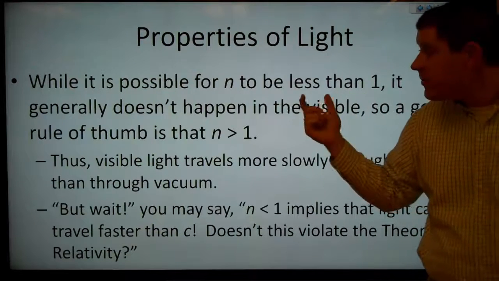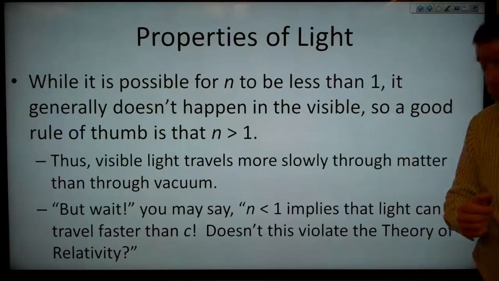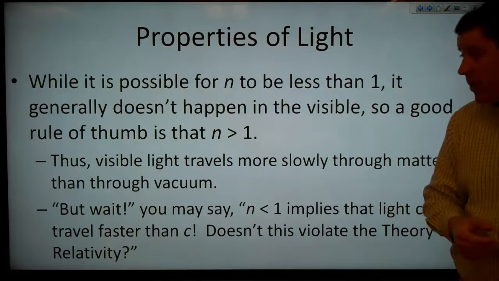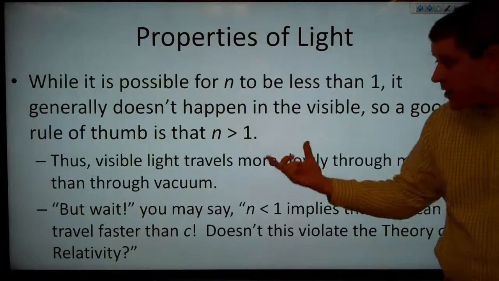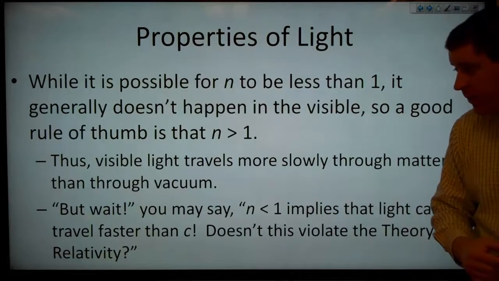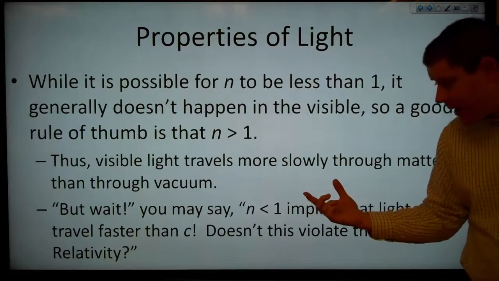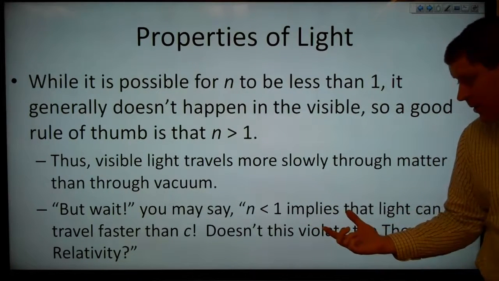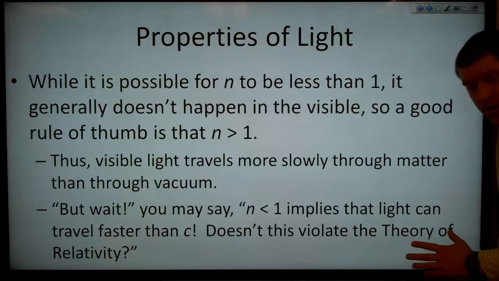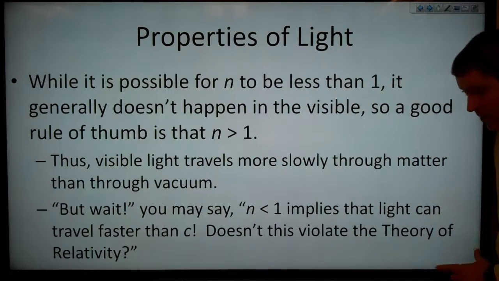And while it's possible for n to be less than 1, it generally doesn't happen in the visible region of the spectrum. And so a good rule of thumb is that n is greater than 1. And thus, visible light travels more slowly through matter than through a vacuum. But wait, you might say, if n is less than 1, that means that the light can be traveling faster than c. And doesn't this violate the theory of relativity?